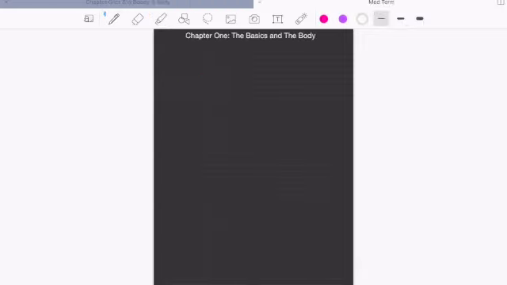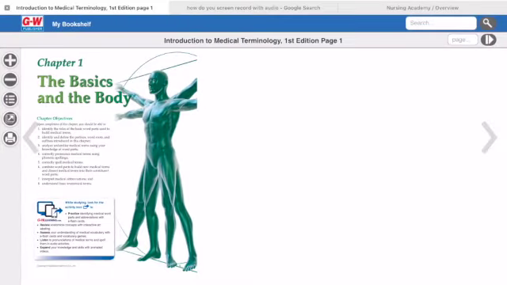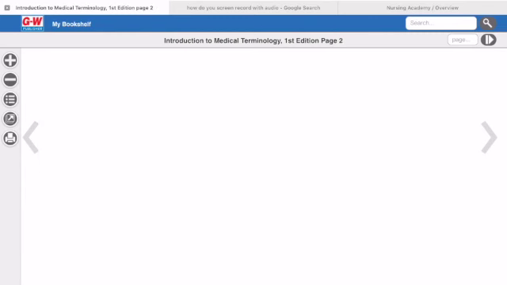Okay, now that I've shown y'all how I like to color code my notes, I'm going to show you a step-by-step of what I do. The first thing I do is write my title, and the title for this one is Chapter 1, The Basics in the Body. The next thing I would do is come to my textbook, read this little objectives overview, and then get into the reading.